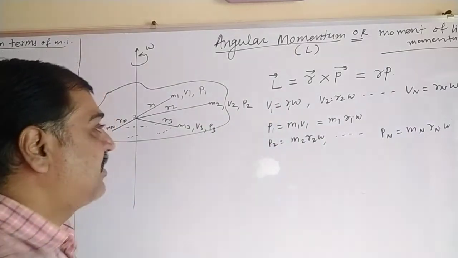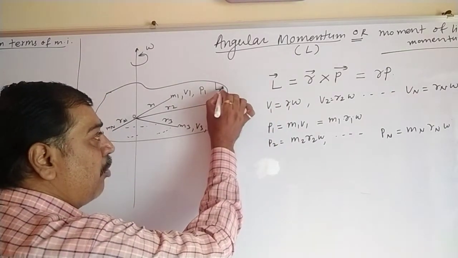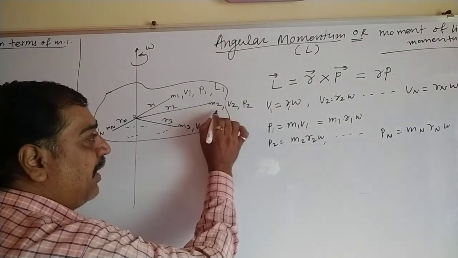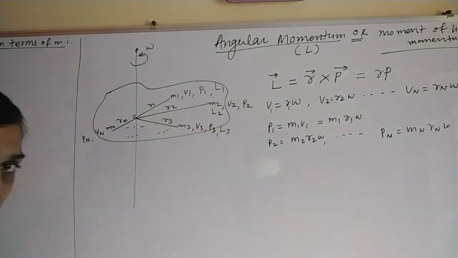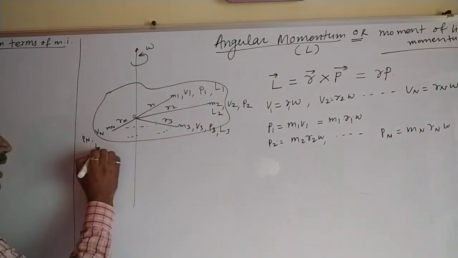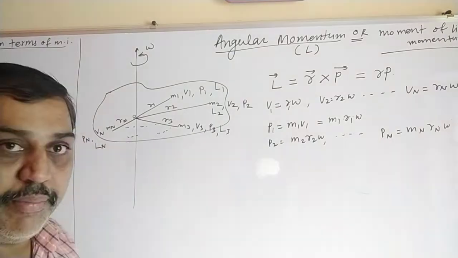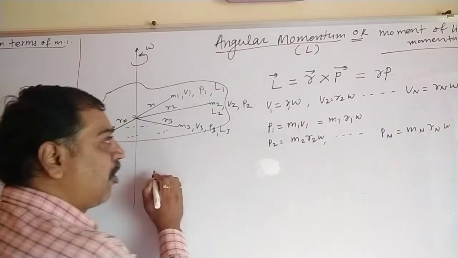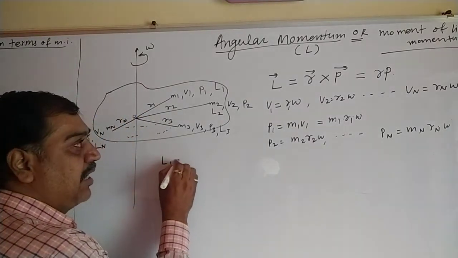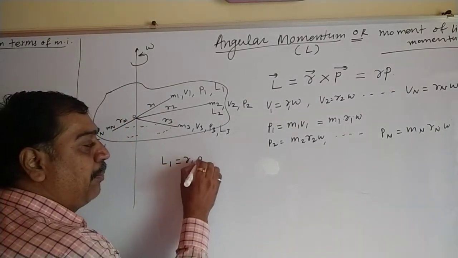Now we reach the step where we find p into r, which is nothing but L. Let's consider that the first particle has angular momentum L1, the second particle has angular momentum L2, the third has L3, and so on up to the nth particle, which has angular momentum Ln. First of all, find the angular momentum of the first particle. It is L1 equals R1 P1.